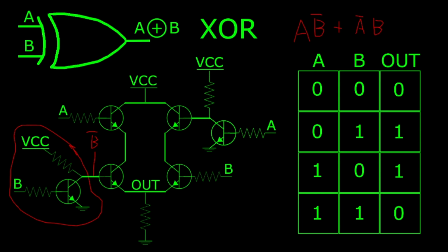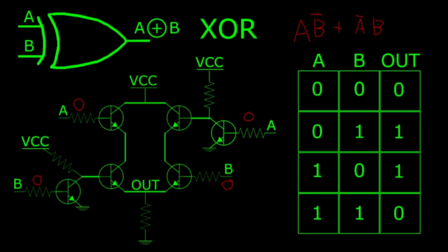Now this section at the bottom is just an inverter, so we're calling the input to that transistor B bar, and the same is going to apply up here. So this A and not B is the equivalent of this A being in series with this inverted B signal, and this not A and B is this inverted A input here in series with our B input. And both results are in parallel, so they're being ORed, and that will make our output.